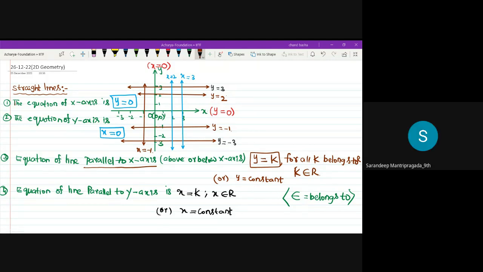We have different forms of the equation of the straight line.